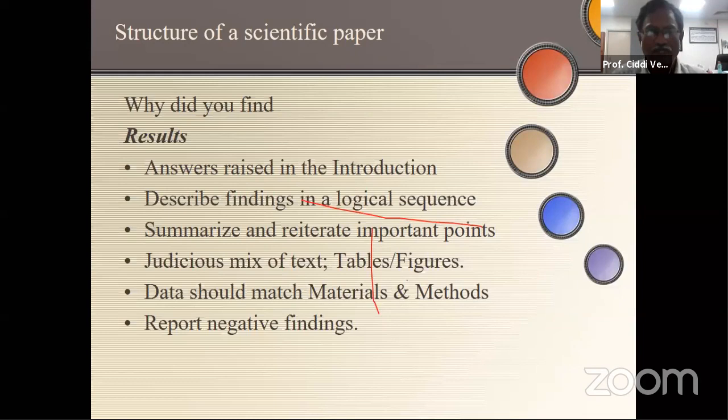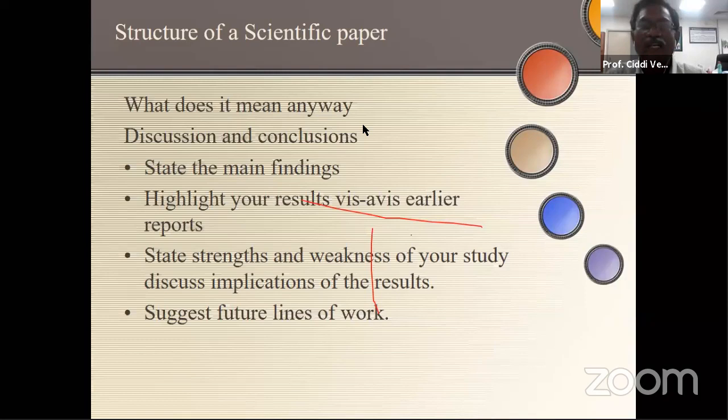Now, what does it mean anyway? This is what exactly you have to put in the discussion and conclusion section. State main findings, highlight your results vis-a-vis earlier reports, state strengths and weaknesses of your study, discuss the implications of the results, and suggest the take-home message or two lines for the future work.